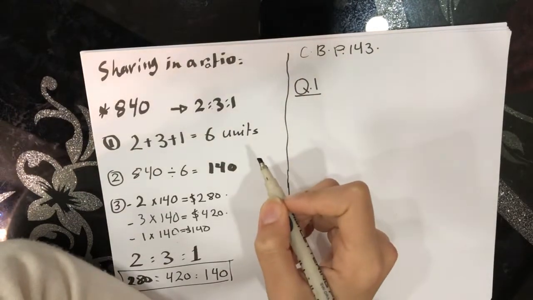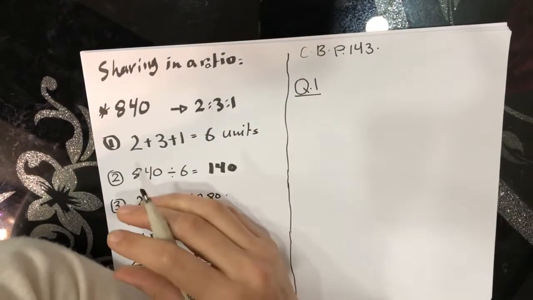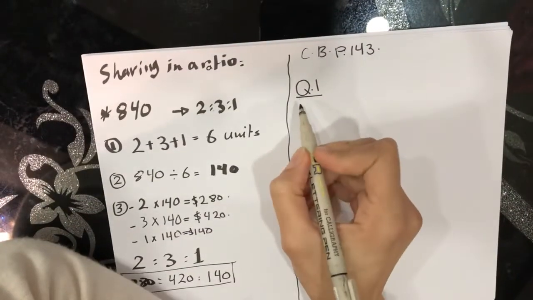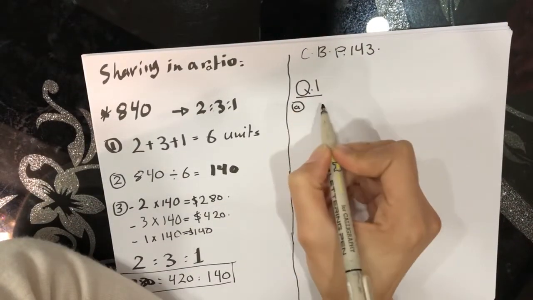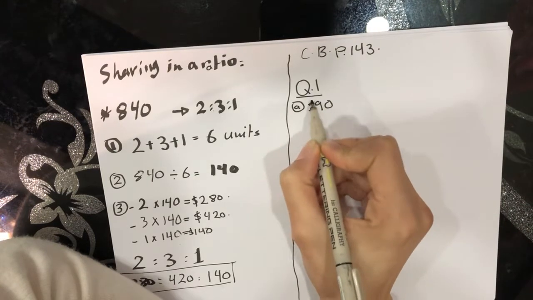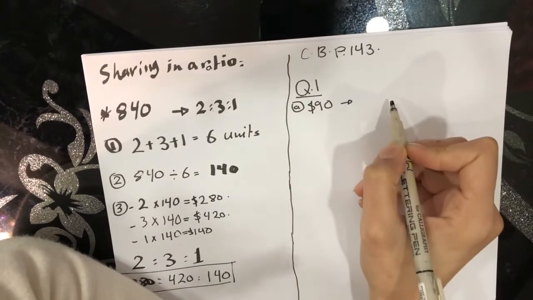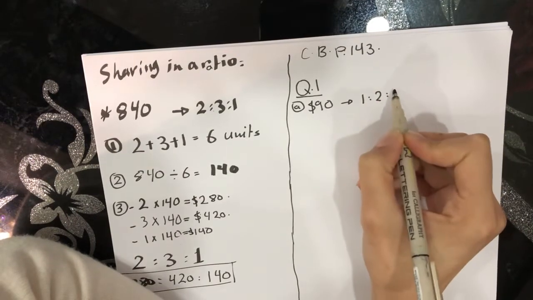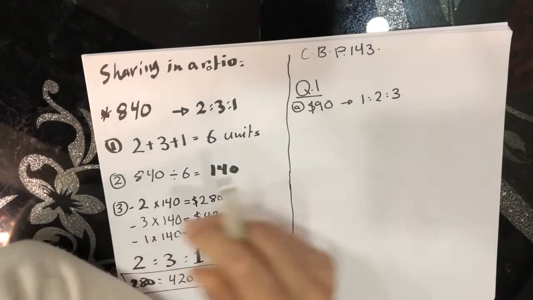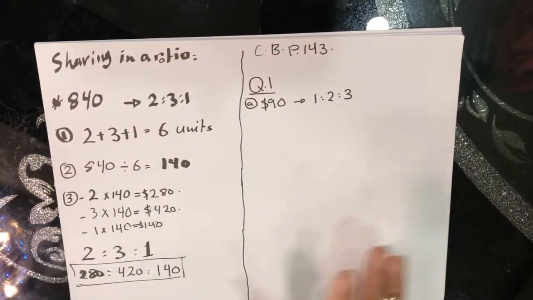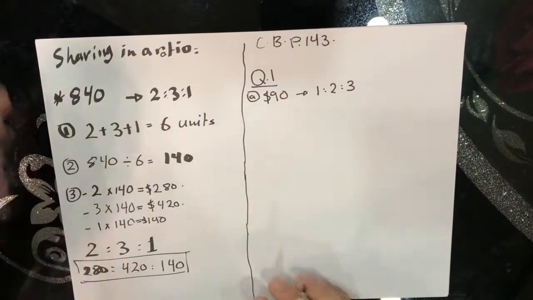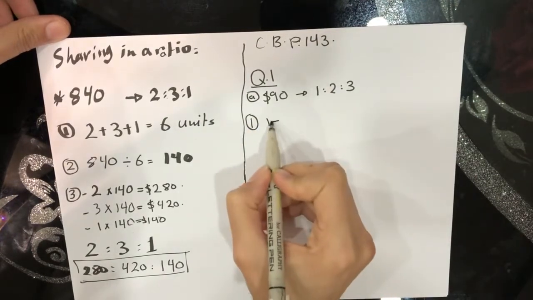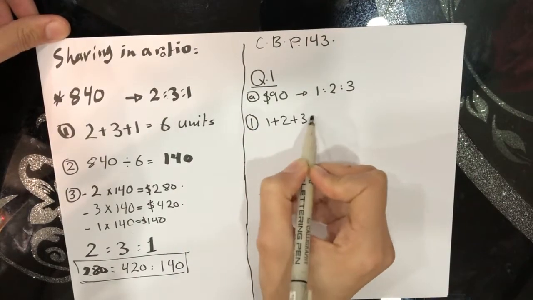I want you to share $90 in the ratio 1 to 2 to 3. This is question 1A. Share $90 in the ratio 1 to 2 to 3. In order for you to share this ratio, you have to follow the same steps. Step 1 will add all the ratios. 1 plus 2 plus 3 equals 6.